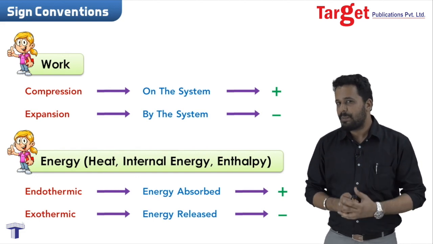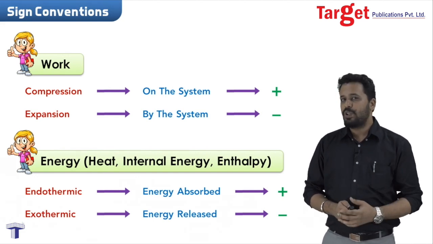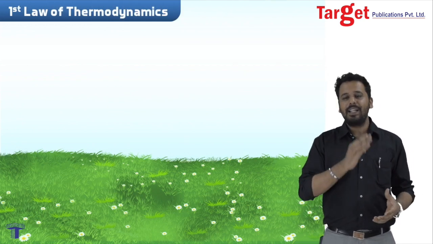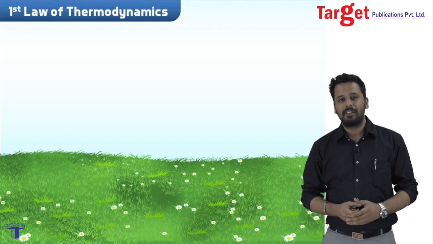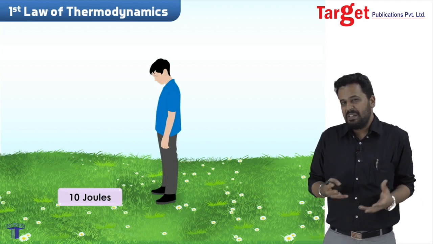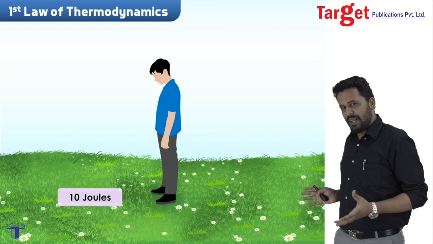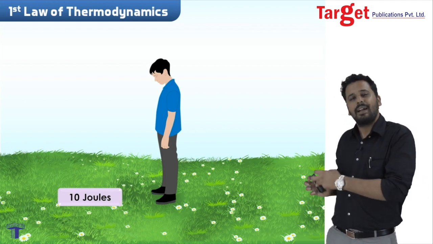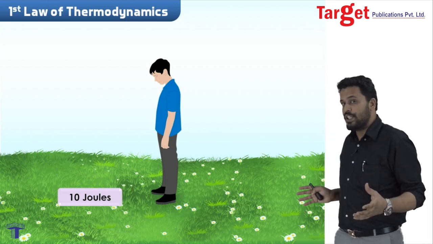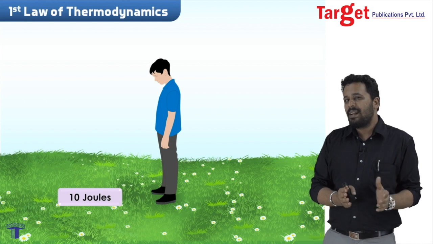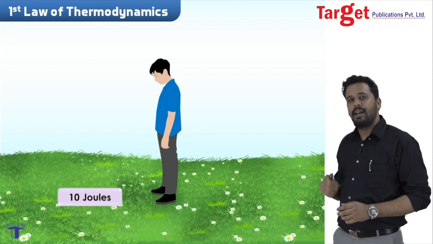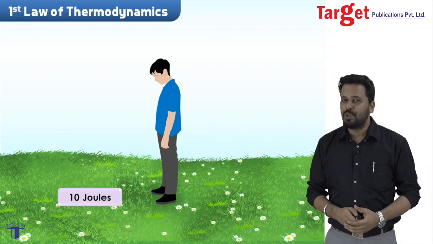If you have understood the concept of internal energy, let's now move to the concept of the first law of thermodynamics, and here we are finally dealing with the laws of thermodynamics. We can see that we have a person here who is not very energetic. He does not have a lot of energy by default. Let's say that his energy level is 10 joules. Now I know that internal energy cannot be measured, but we are just assuming an arbitrary number here. So let's say that this guy has an internal energy of 10 joules.